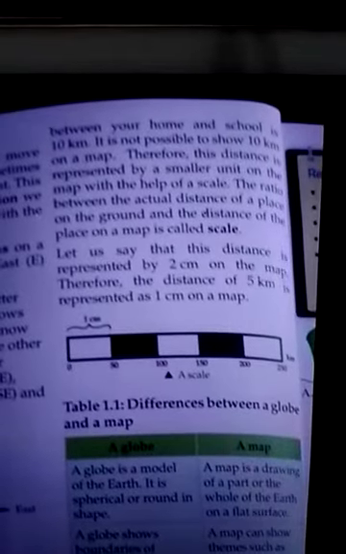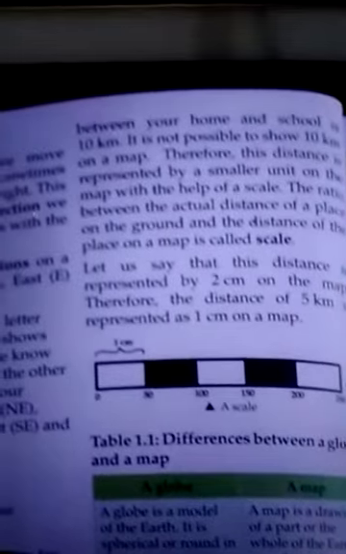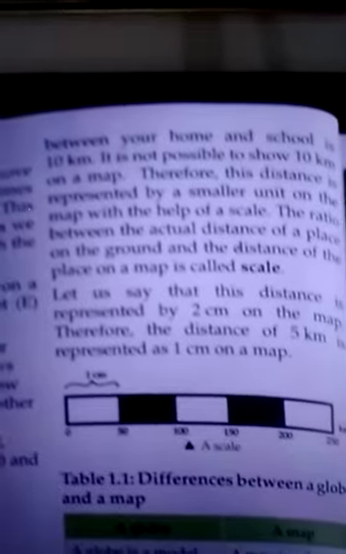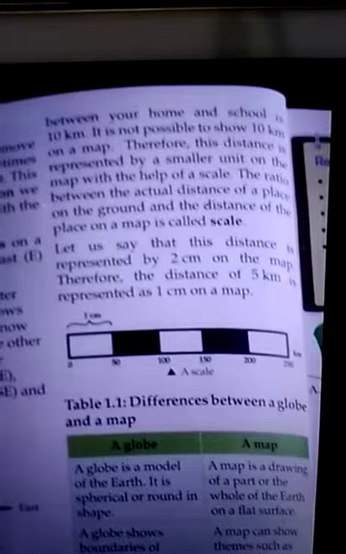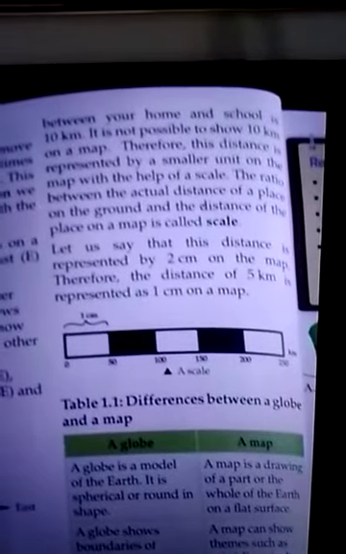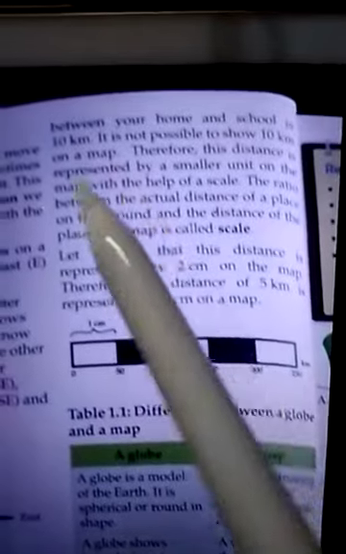So let's take an example. The distance between your home and school is 10 kilometer. It is not possible to show 10 kilometer on a map. Therefore, this distance is represented by a smaller unit on the map with the help of a scale. We can't show the actual distance on the map, so we will take a smaller unit on the scale.